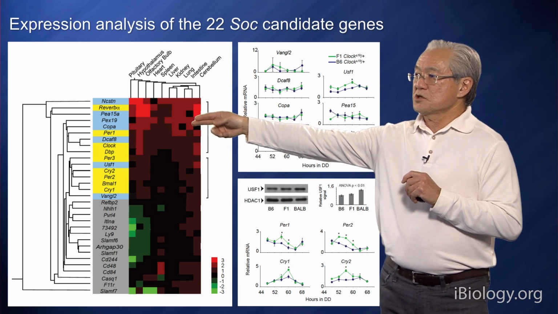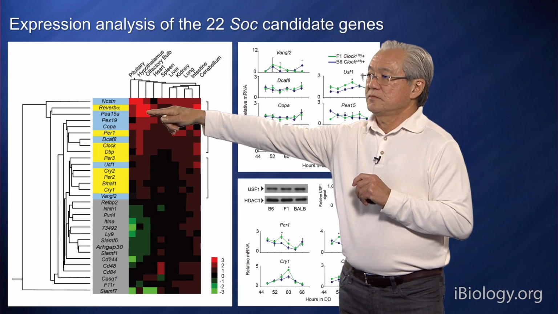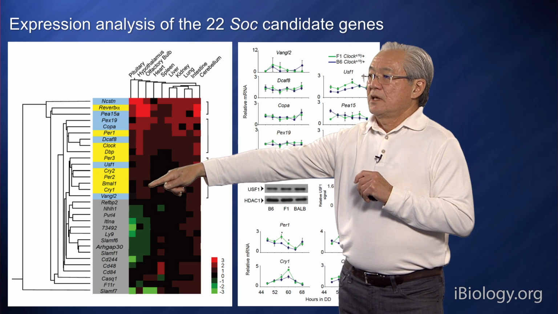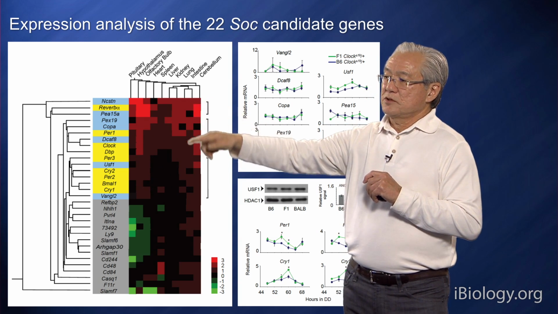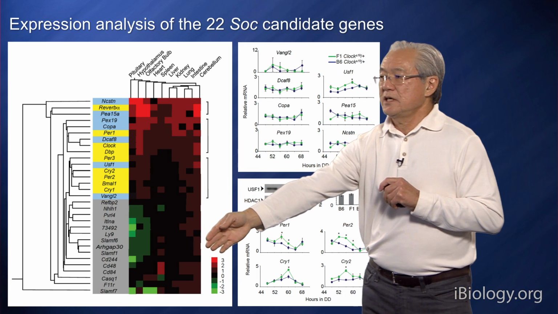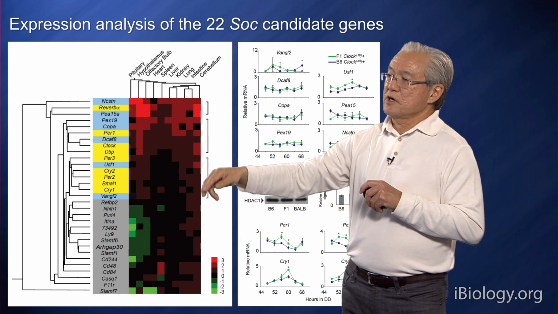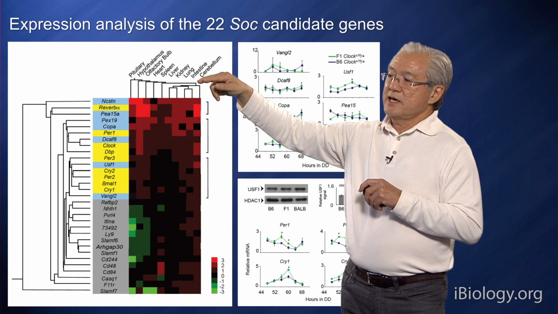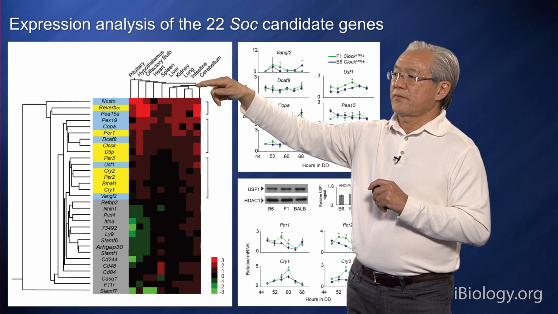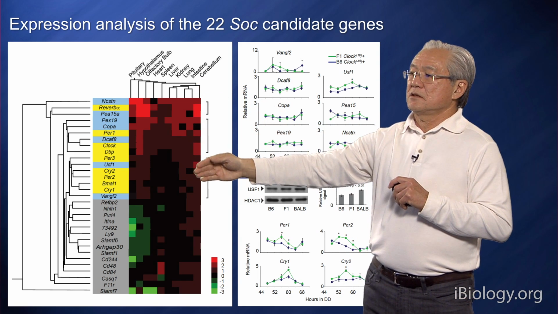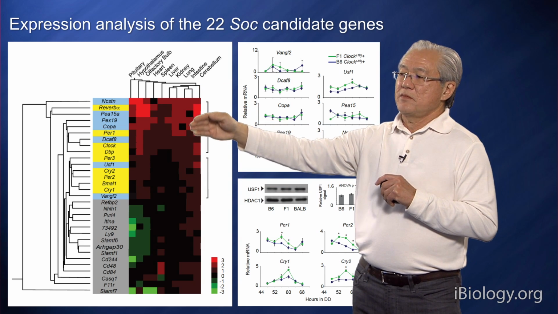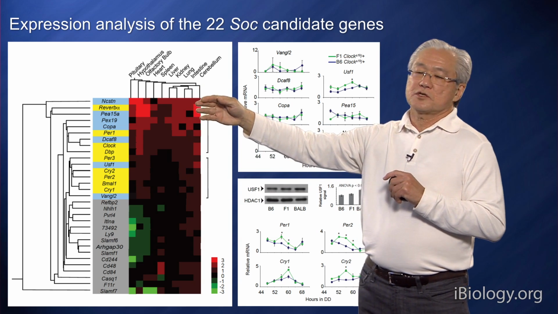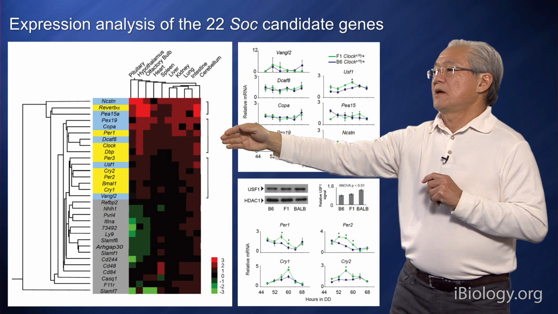So the clock genes are shown in yellow, and the candidate genes are shown in light blue and gray in this heat map representation of gene expression. And we profiled 10 different tissues in the mouse. And what you can see is that the clock genes are clustered at the top of this heat map because their expression is high and ubiquitous.